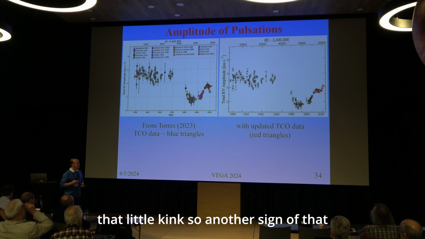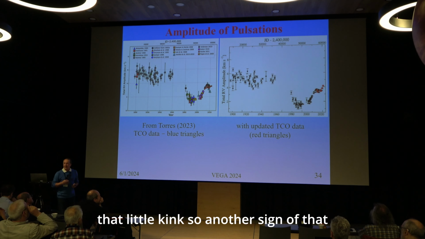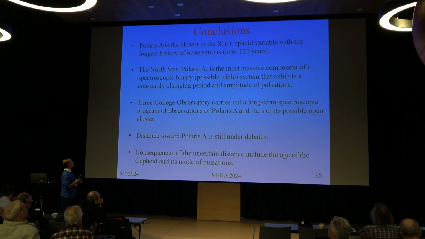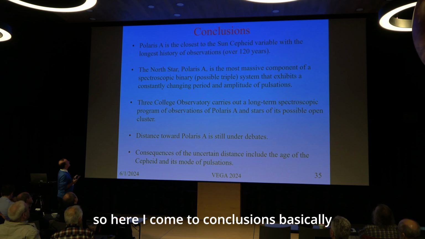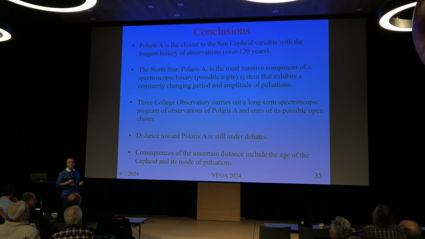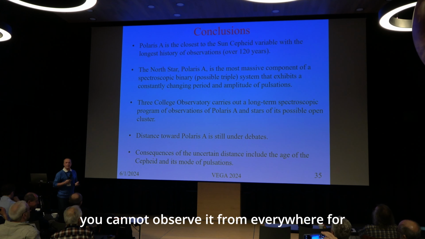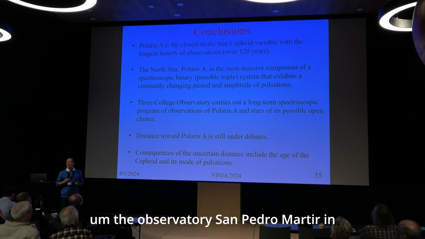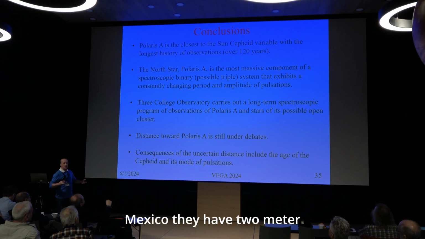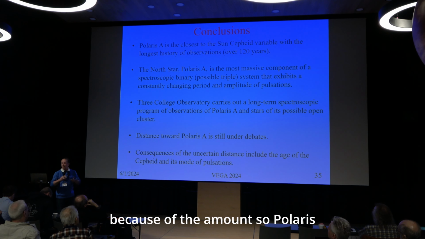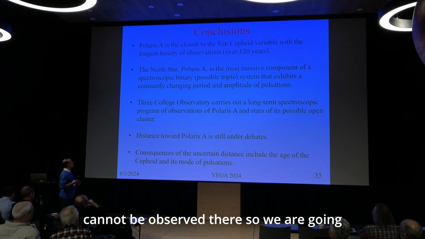That is another sign that nature is more complicated than the models that we run. So here I come to conclusions. It turns out to be a very interesting star, but you cannot observe it from everywhere. For example, I've been going to the Observatory San Pedro Martir in Mexico. They have a 2-meter telescope, but they cannot point to places more northern than about 70 degrees declination because of the mount. So Polaris cannot be observed there.